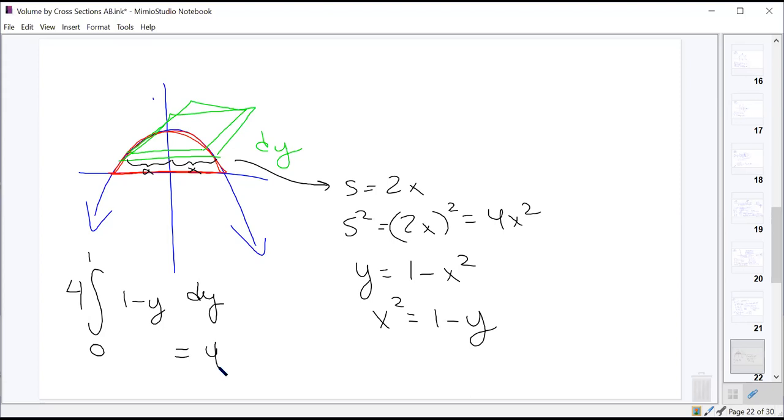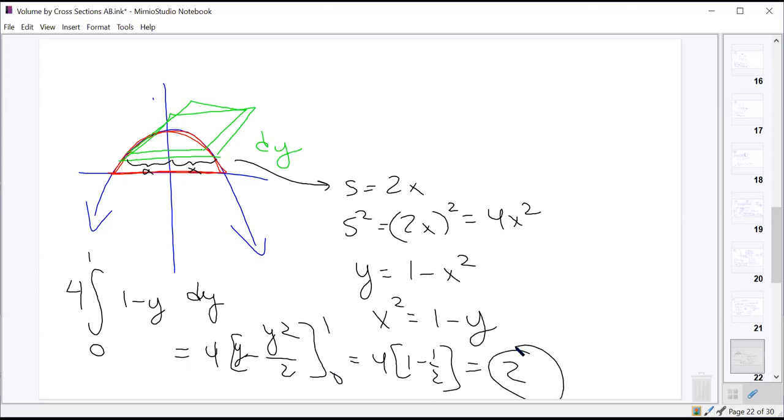We'll finish off just for fun. But what's more fun to do? That's right. 4 times y minus y squared over 2, from 0 to 1. 1 minus a half. Plugging in the 0 is just 0. So 4 times 1 minus a half, half of 4 is 2. Good? Yeah. Everybody good with that? Yeah.